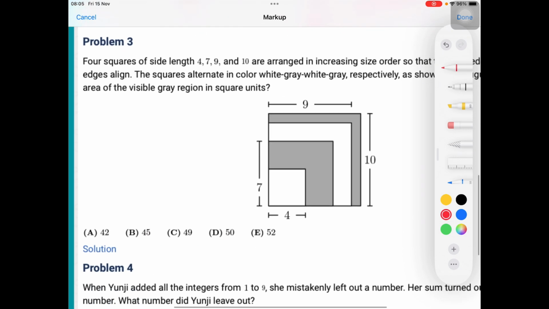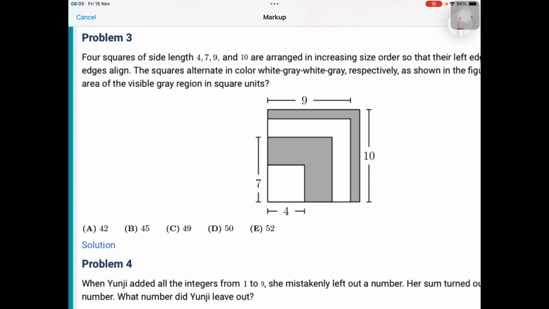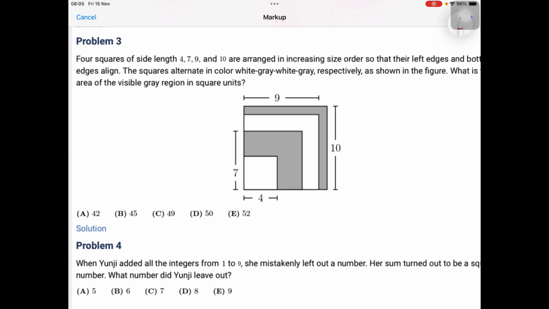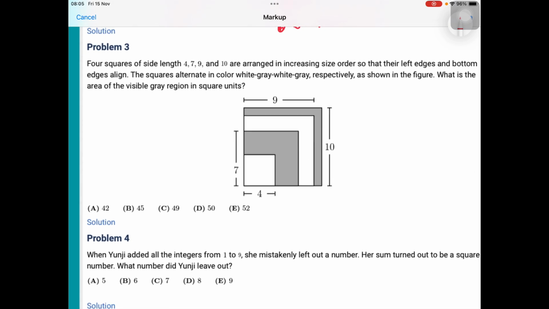And number 3, four squares of side 4, 7, 9, and 10. So now what is the area of the visible gray region? Okay, so now the largest one is 10 times 10, so 100, minus, let me just write, 10 squared minus 9 squared, which is this part, plus 7 squared minus 4 squared.